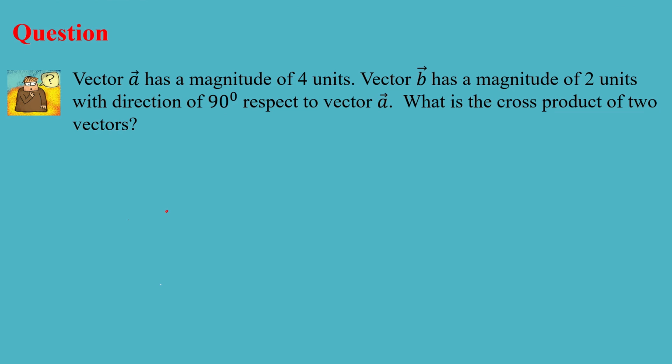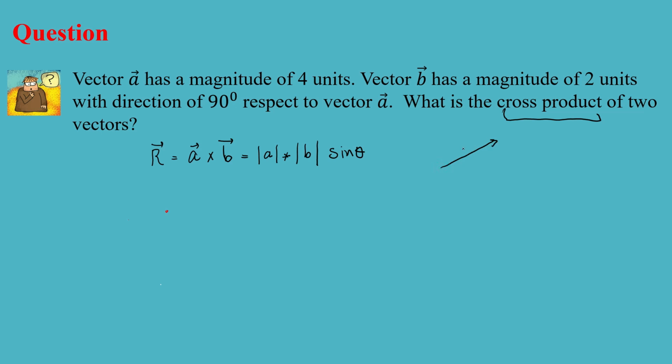So in the first problem, you need to find the cross product of two vectors. So the cross product of two vectors, let's call it R, is going to be A cross B. And then the definition is the magnitude of vector A times the magnitude of vector B, and then sine theta, and this theta is the angle between vector A and B.